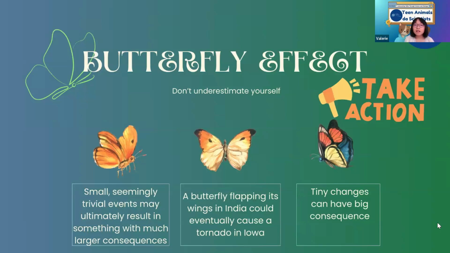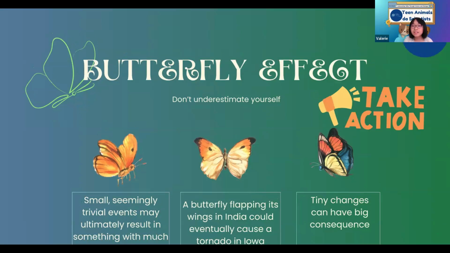For example, a butterfly that flaps its wings is regarded as a very trivial event, but it could actually lead to a tornado in Iowa, which is a very devastating event and causes a lot of consequences, such as human and property loss, the damage of infrastructure, and the cut-off of our supply services. And this in turn also implies that tiny changes that we can do can have big consequences.